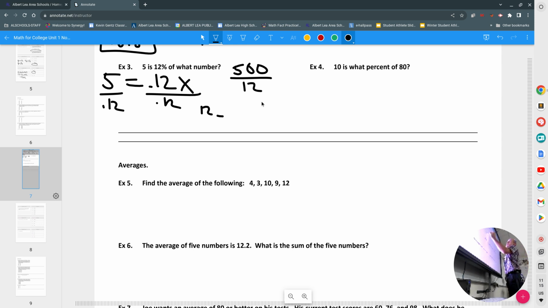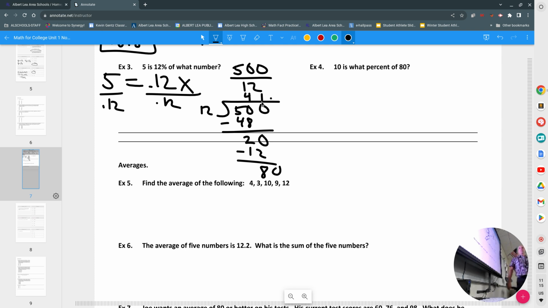12 goes into 500. How many times does 12 go into 50? 4 times. That gives me 48. I subtract and I get 2. I drop the 0. How many times does 12 go into 20? Once. That gives me 12. I subtract and I get 8. Drop the 0. So it's 41 point something. If you divide it on your calculator, you get 41 point something. And I'll just ask you to carry it out to 2 decimal places.